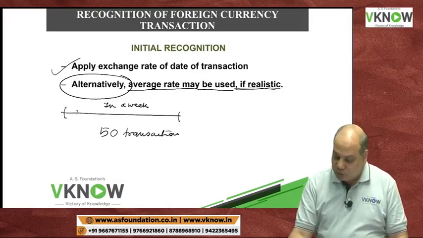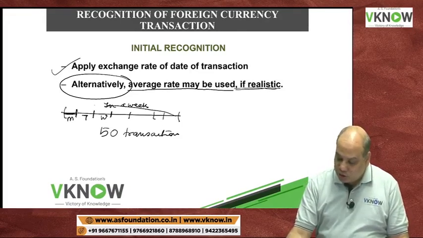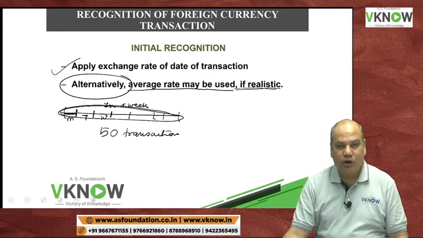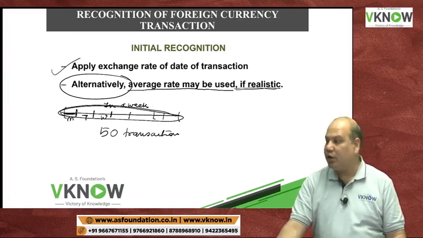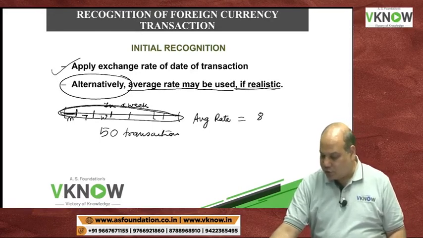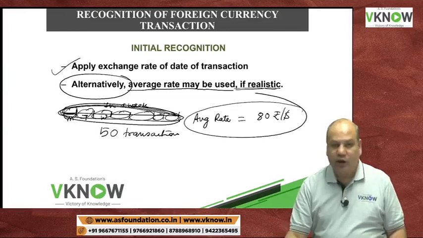One option is Monday. Transactions of Monday, apply the rate on Monday. Transaction of Tuesday, apply the rate of Tuesday. Like this. The other choice given by the standard is all these transactions of a week can be converted into rupees by applying the average rate of that week. So if the average rate of the week is, let us say, 80 rupees per dollar, then all transactions entered into that period will be converted at 80 rupees per dollar.